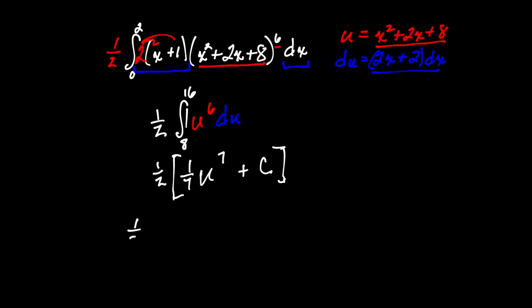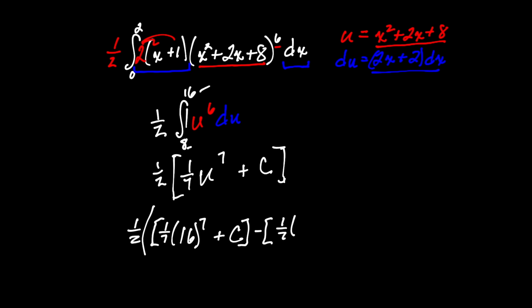So 1/2 times 1/7. Let's see, u starts at 16. So I'm going to have 16 to the 7th plus c minus, let's see, 1/7 to the, now I'm going to use the 8, 8 to the 7th plus c. And then, of course, the whole thing gets multiplied by a half.